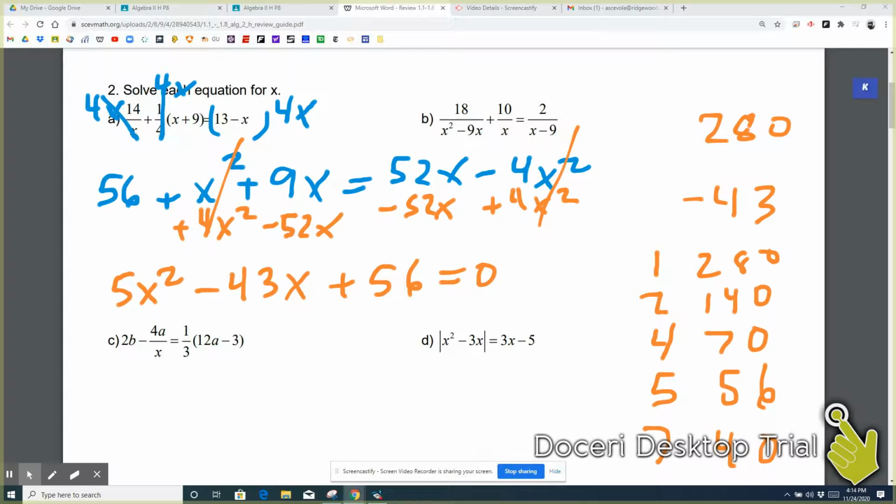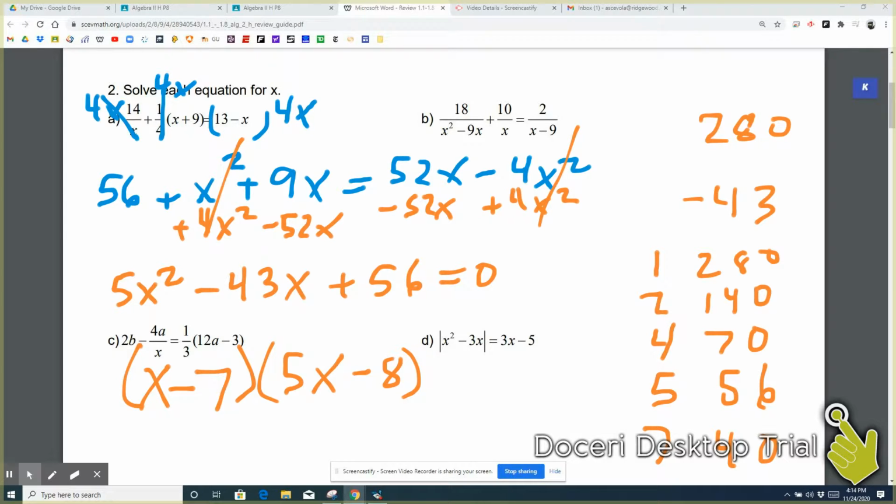5x squared minus 43x plus 56. So it factors to x minus 7, oh, dropping my calculator now, x minus 7 by 1.6 times 5, 8. So 5x minus 8. So two numbers, so that would be 35 and negative 8.